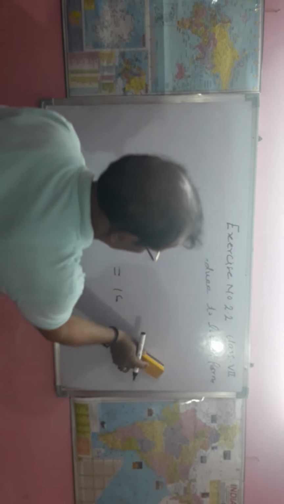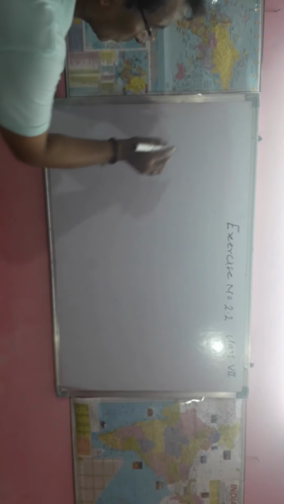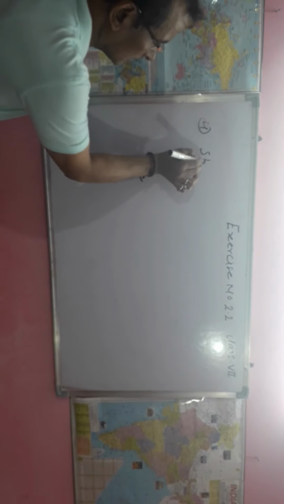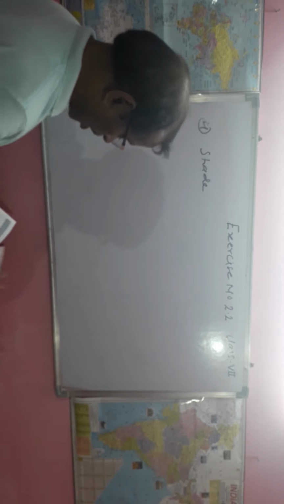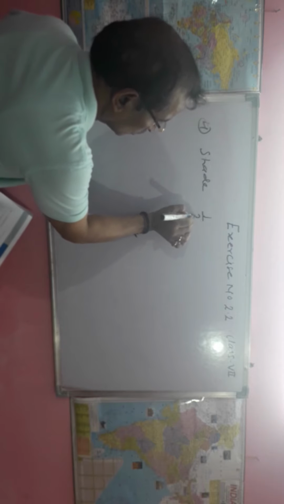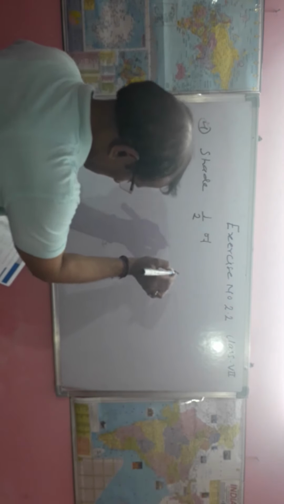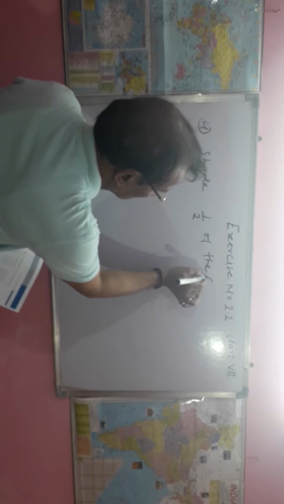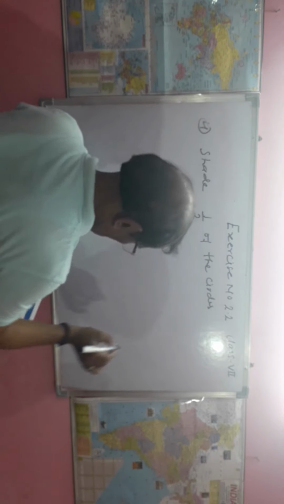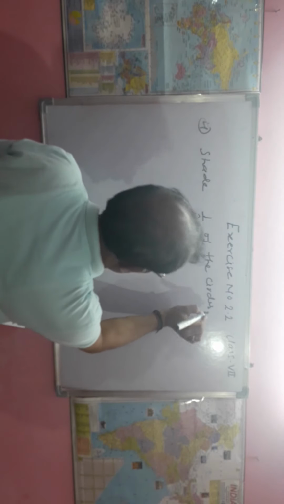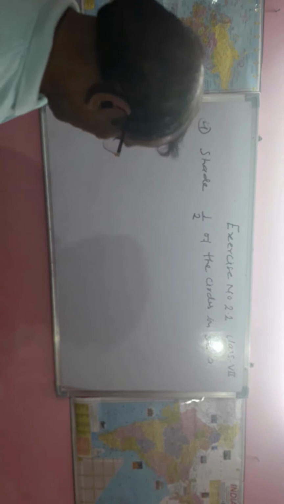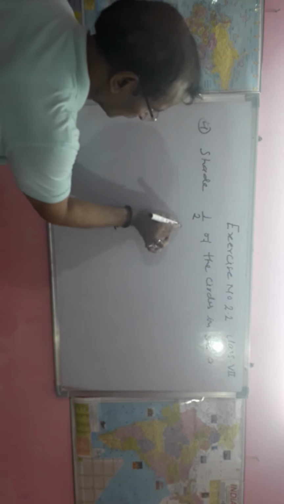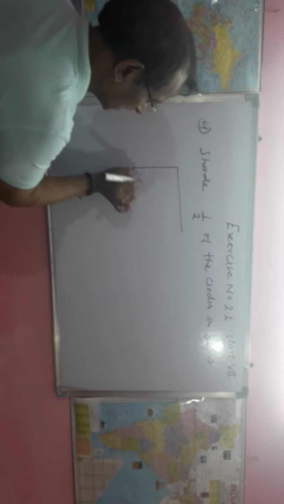Now we will come to question number 4. Question number 4 is: shade 1 upon 2 of the circles in box A. Box A is given. Here some circles are given.